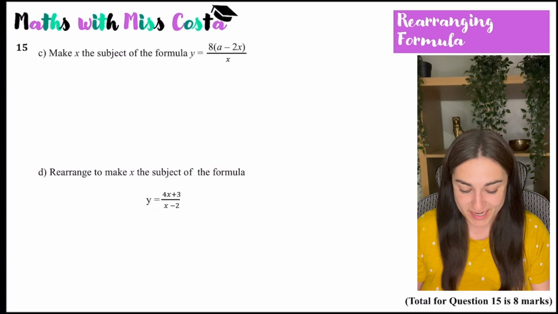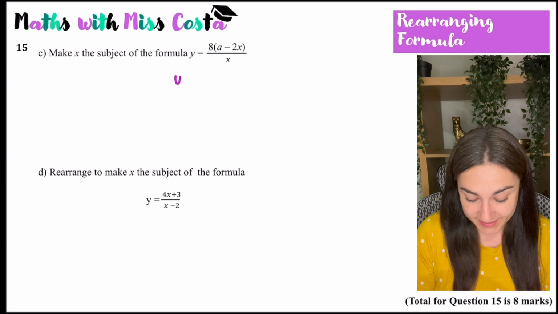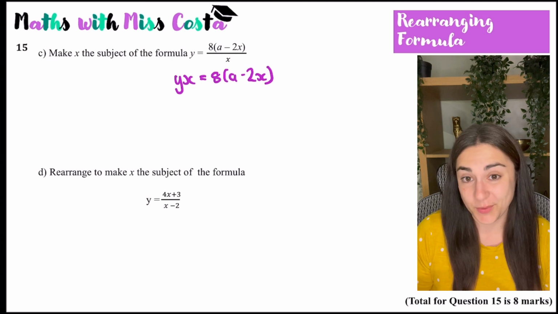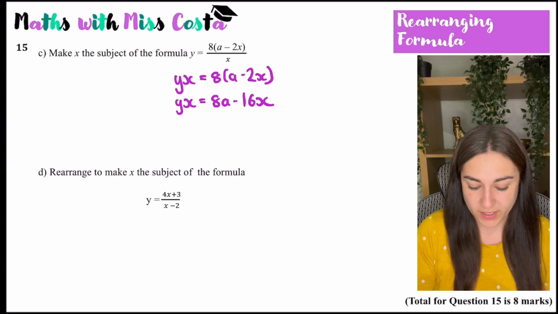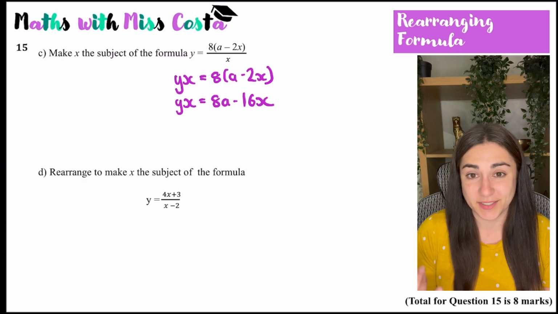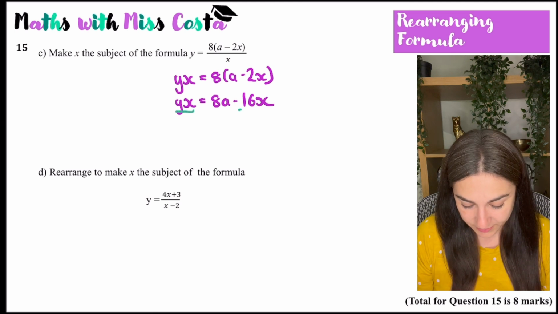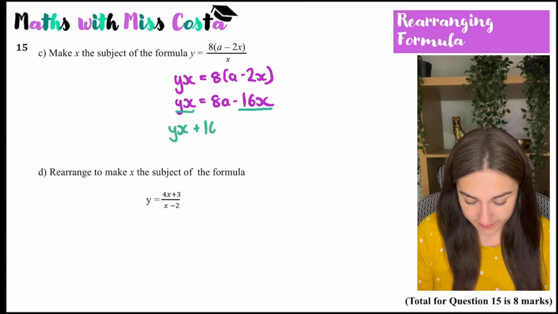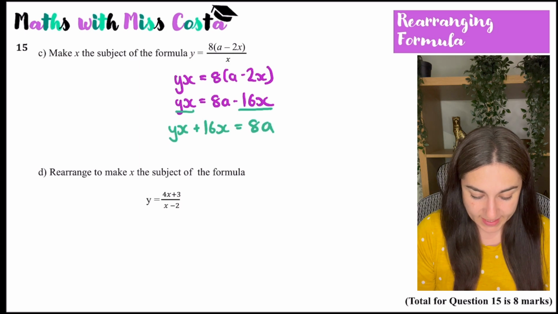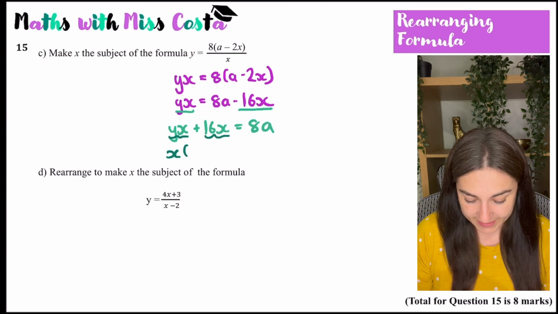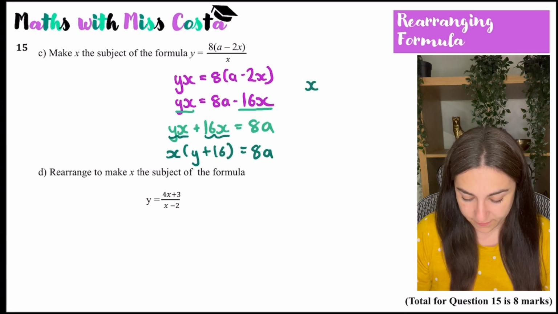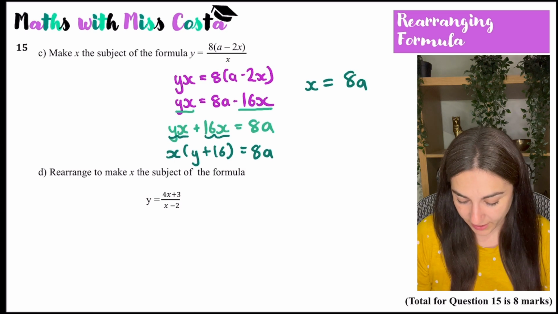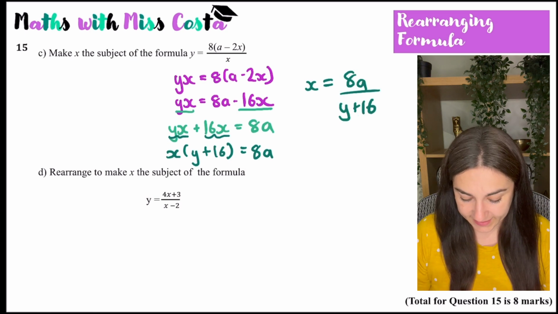Okay, so another rearranging. So I've got x as my denominator. So the first thing I want to do is multiply both sides by x to get rid of that as a denominator. The next thing I can do is expand my brackets. So yx equals 8a minus 16x. And remember that when you've got two terms that contain the thing you want to make the subject, you want to put them on the same side, because then you can factorize them. So I'm going to bring over 16x, so yx plus 16x equals 8a. And then I've got two terms with x in it, so I can factorize the x out. So that would be x(y plus 16) equals 8a. And therefore, the final step would be to just divide both sides by the bracket. So x equals 8a over y plus 16.